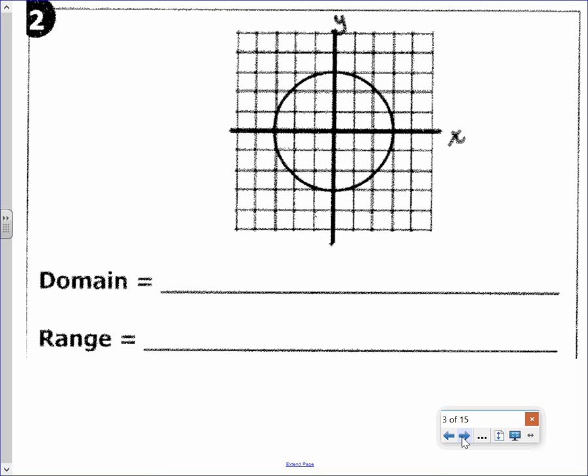We've got a circle. What are the possible x values for a circle? Let's see.